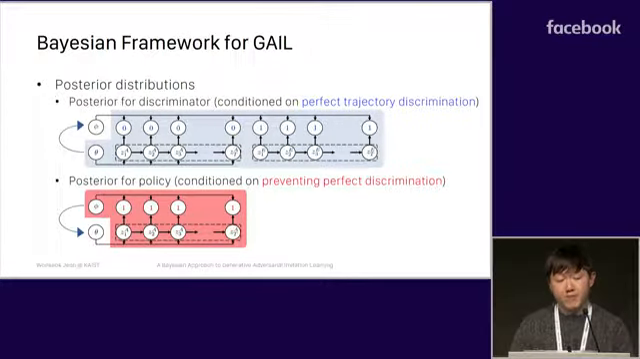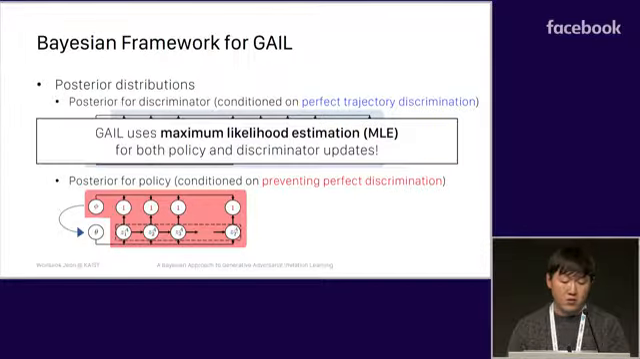After describing the probabilistic model, we consider the posterior distributions to update the discriminator parameter and the policy parameter. The first posterior is used to update the discriminator parameter, which is conditioned on the probabilistic event that describes perfect trajectory discrimination. And the second posterior is used to update the policy parameter, which is conditioned on preventing perfect discrimination. By considering two kinds of posteriors, we can say that GAIL uses maximum likelihood estimation for both policy and discriminator updates.